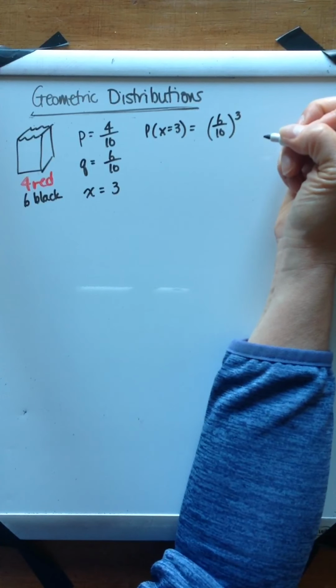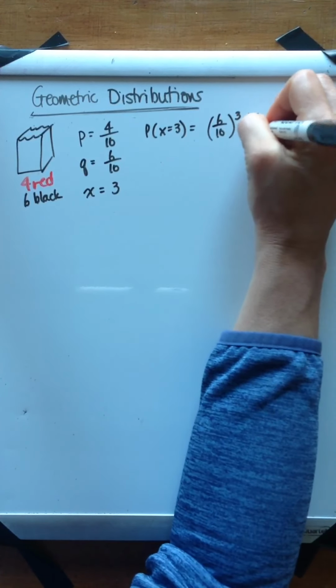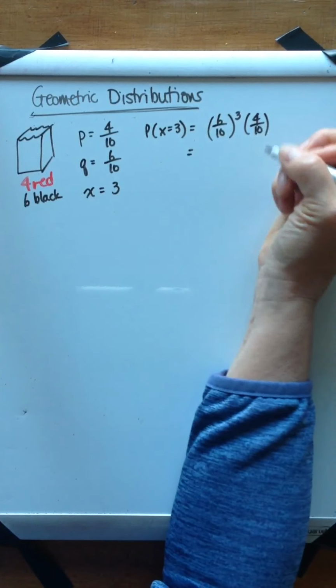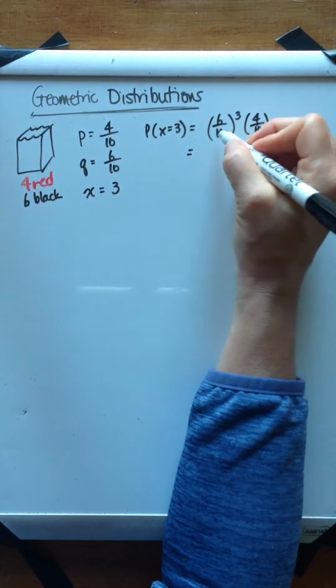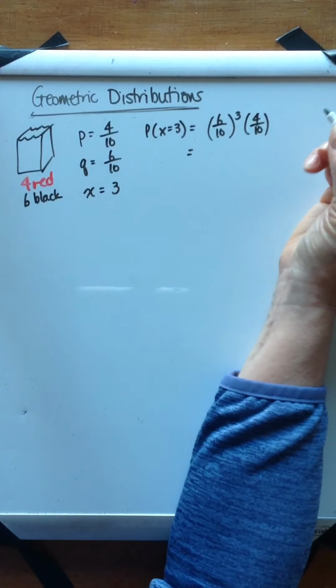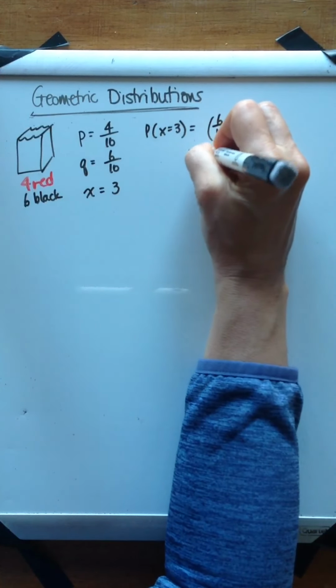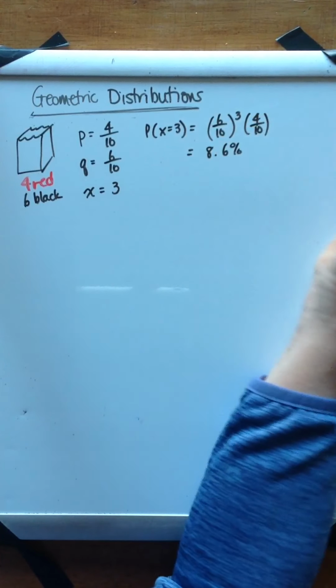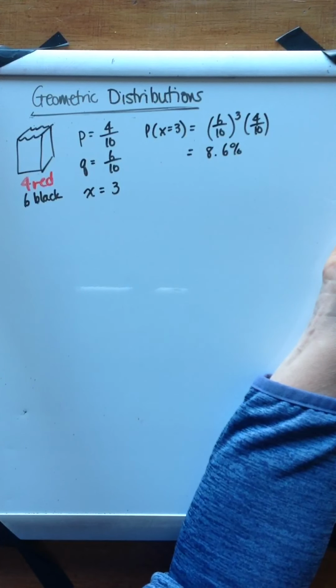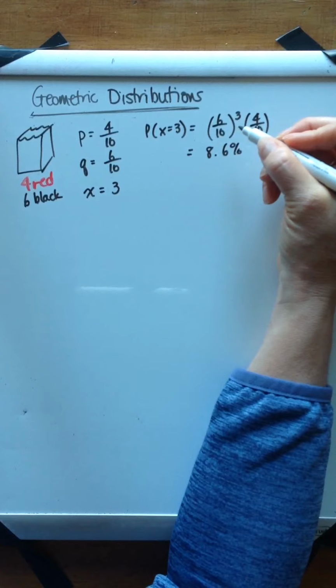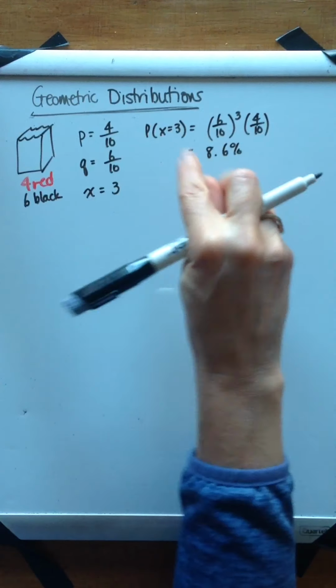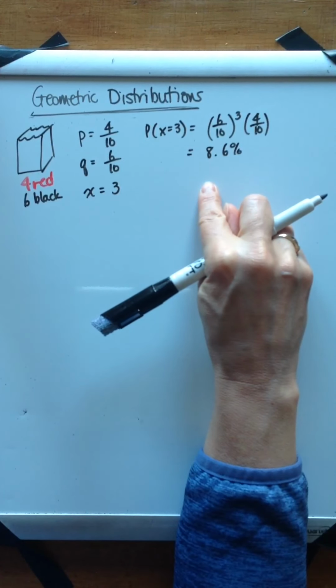6/10, 6/10, 6/10, and then finally success on the 4th attempt. And you can use your calculator to do this, 0.6 cubed times 0.4. You can then multiply it by 100 to get a percentage, and you get approximately 8.6%. So not a great chance of getting a red one after you replace it on your 4th attempt.